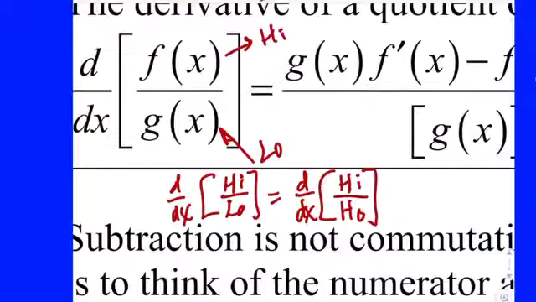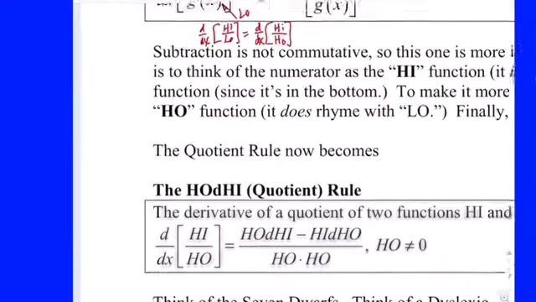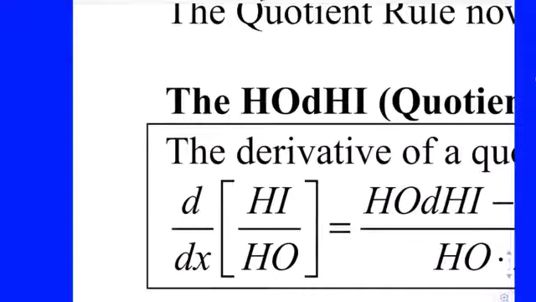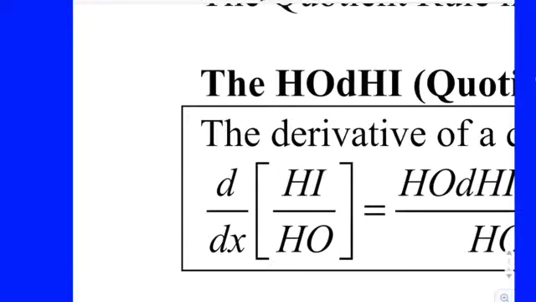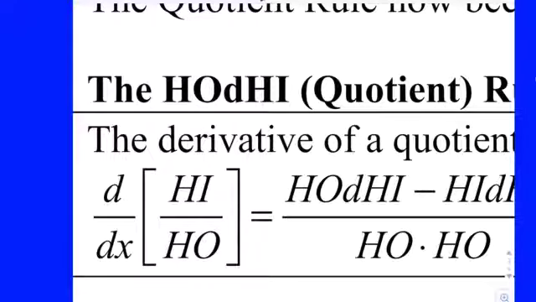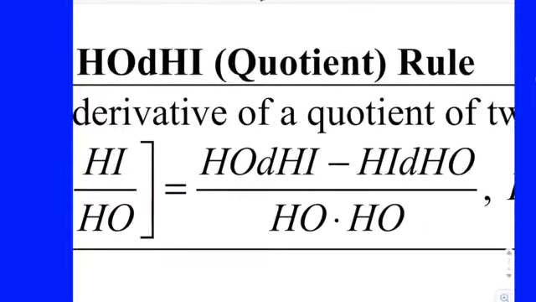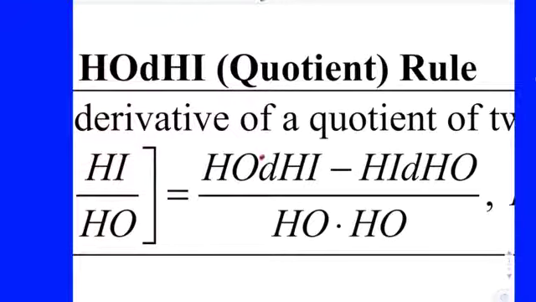So if you get high over ho instead of f over g, here's what the rule becomes. It becomes the ho-d-high rule. The derivative of high over ho is ho d-high minus high d-ho all over ho-ho, or ho squared. Now what does that mean? This means ho times, guess what d-high means? The derivative of the high function, minus the high function times the derivative of the ho function, all over ho-ho or ho squared. So it's ho-d-high minus high-d-ho over ho-ho. That flows, doesn't it, Barker? Ho-d-high minus high-d-ho over ho-ho.